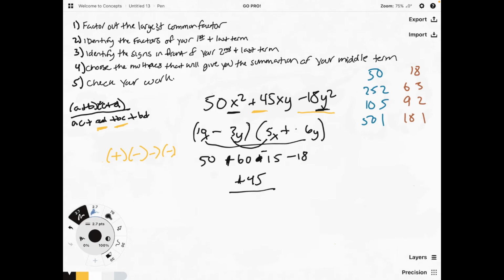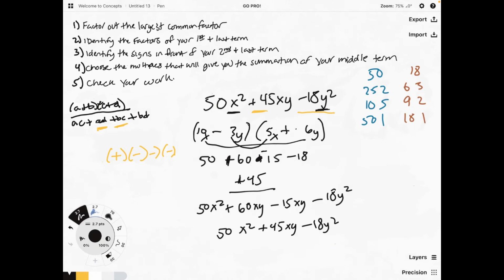Step 5 is to check your work. So we get 50x squared plus 60xy minus 15xy minus 18y squared. 50x squared plus 45xy minus 18y squared matches our original equation, which then tells us this is our correct answer.